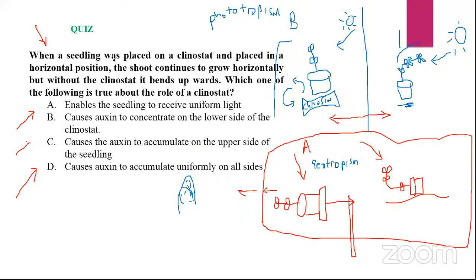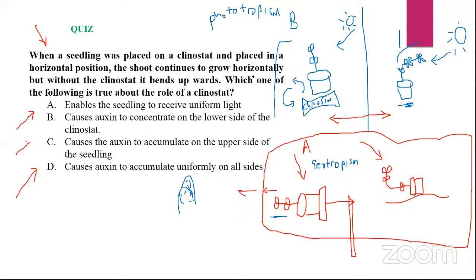This question was saying that a seedling was placed on a clinostat in a horizontal position. Now the plant is no longer in the vertical position, like here or here. Now we have placed the plant in a horizontal position. Horizontal means, like, get a plant that you have put in a pot and make it lie down. Okay, so that is what the question is asking.